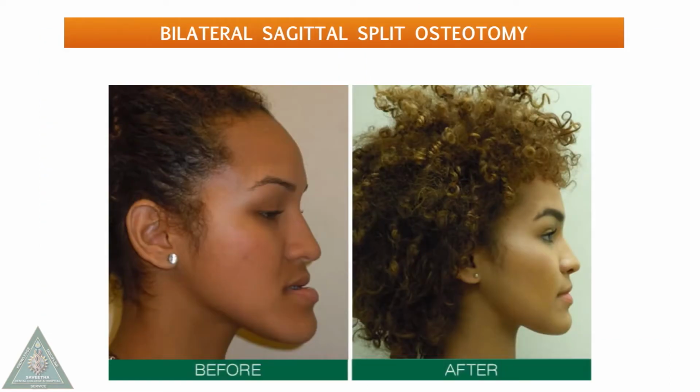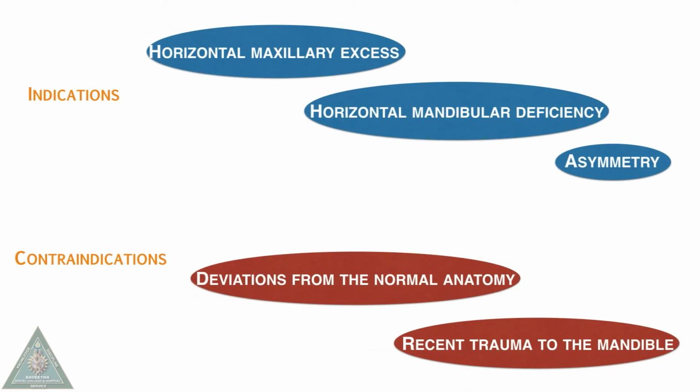The bilateral sagittal split osteotomy is the most versatile of the mandibular osteotomies. It is indicated in horizontal maxillary excess, horizontal mandibular deficiency, or in asymmetry. It is contraindicated when there are any deviations from the normal anatomy and in cases of recent trauma to the mandible.